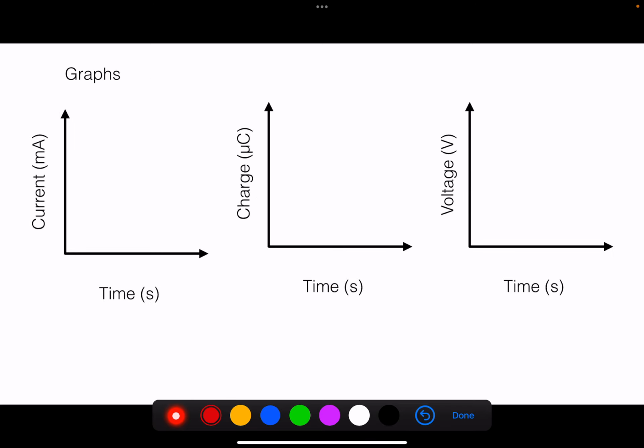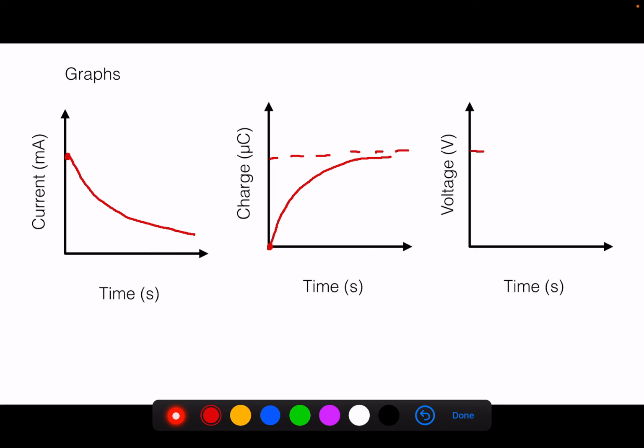If we look at these graphically, the current graph would look just like it did before. The charge graph, however, would look much different. It would start with no charge on the capacitor, and it would increase rapidly and then begin to drop off and asymptotically approach the final value for the charge on the capacitor.